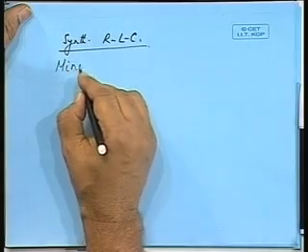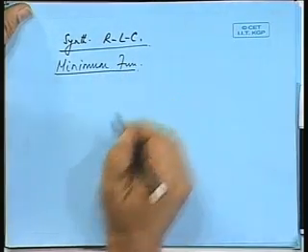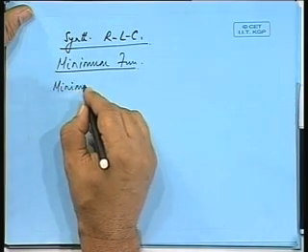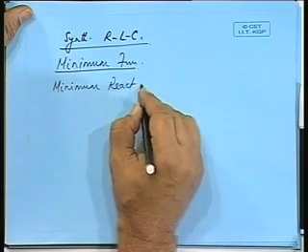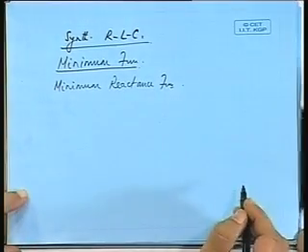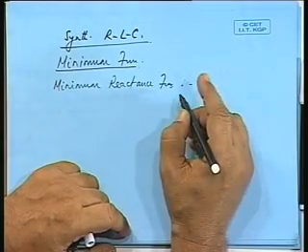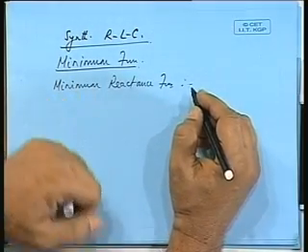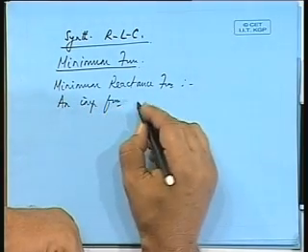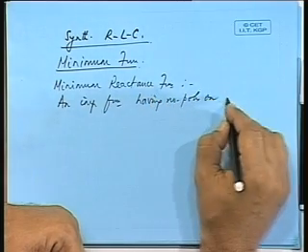Minimum function. What is a minimum reactance function? First we define a minimum reactance function. A minimum reactance function we get when an impedance function has no poles on the imaginary axis, that is, an impedance function having no poles on the imaginary axis.